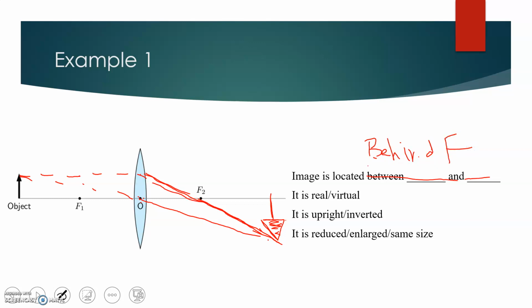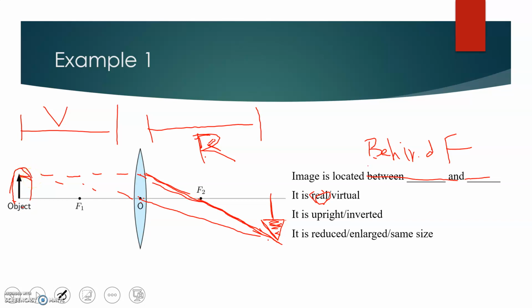Is it real or virtual? So for lenses, anything on this side of the lens is considered real, and then anything on this side of the lens is considered virtual. So it connected on our real side, so we would consider that a real image. Is it upright or inverted? So again, looking at the original arrow, it was pointed up, and now the arrow is going to be pointing down. So it is inverted, meaning it would appear upside down.